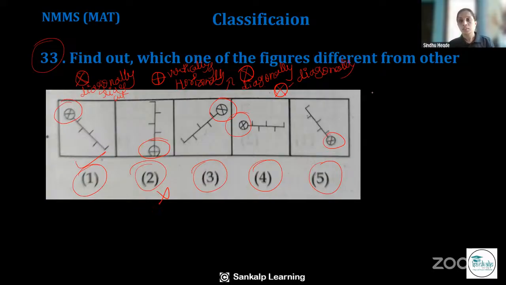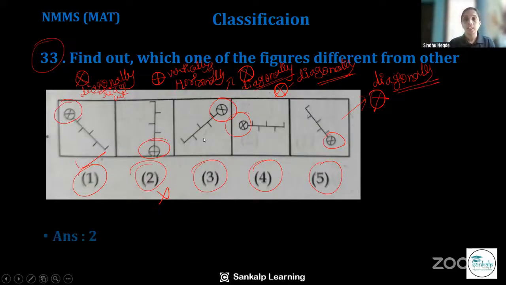Then the fifth one, the lines show like this. This one is also diagonal. So image 2 exactly shows straight lines which cross each other inside that small circle, they are facing vertically and horizontally, not diagonal. In all the remaining images the lines cross each other diagonally. So figure 2 is different from the rest. Answer is 2. Thank you.